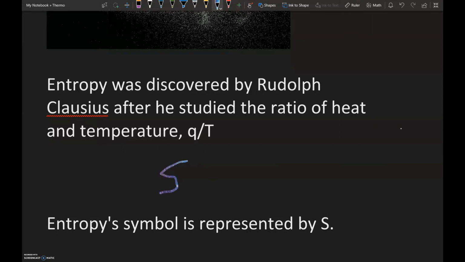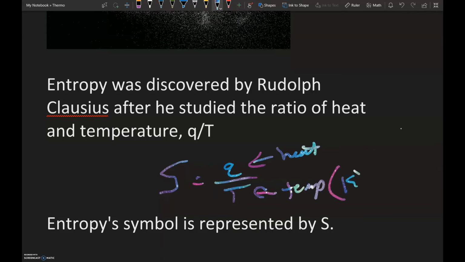So we could write the equation S is equal to Q divided by T, where Q represents heat and T represents the temperature, whatever temperature that might be. The temperature is going to be in Kelvin and the heat will be in units of joules.